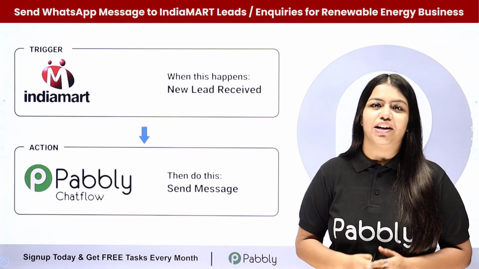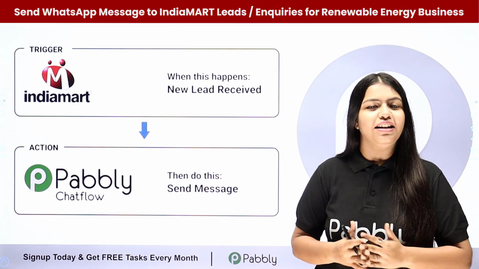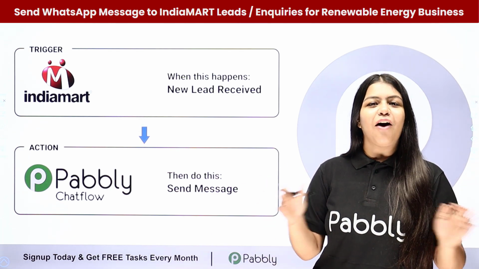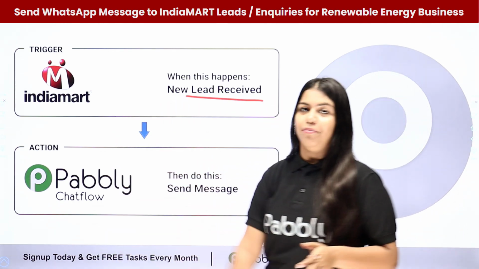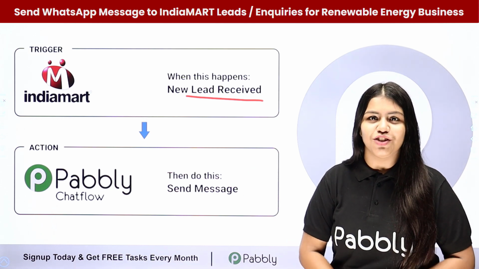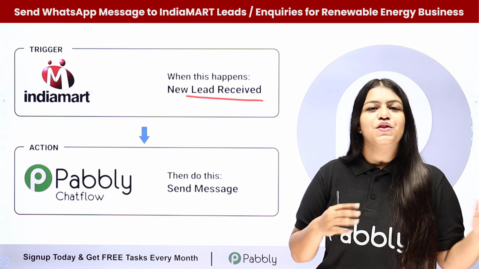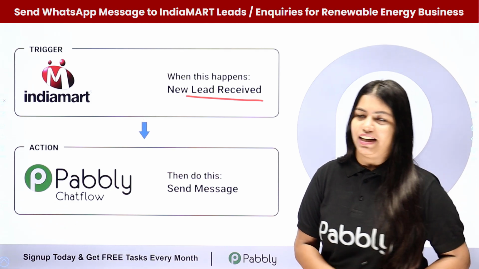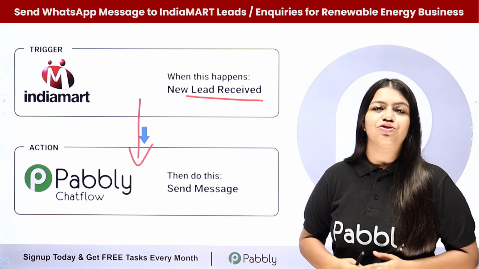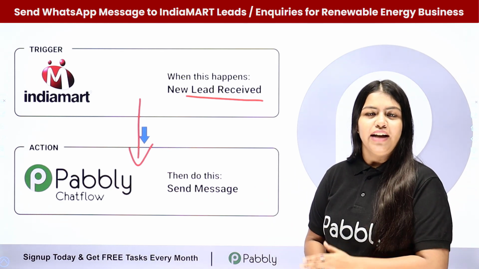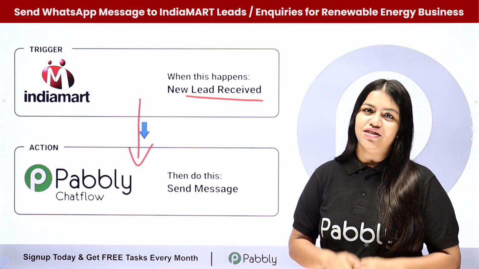So over here I'm running a renewable energy business and we use IndiaMART to get more leads and inquiries for our business. So now what I want is that as soon as we receive a new lead through IndiaMART, an automated WhatsApp message should be forwarded towards my lead so that I can nurture them. So to do this, we are simply going to create a connection between IndiaMART and Pabbly chat flow. To create this connection without knowing any programming or coding language, we are going to use Pabbly Connect. It is an amazing automation software.